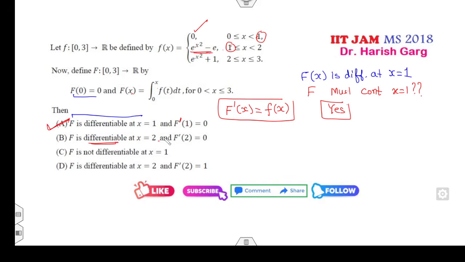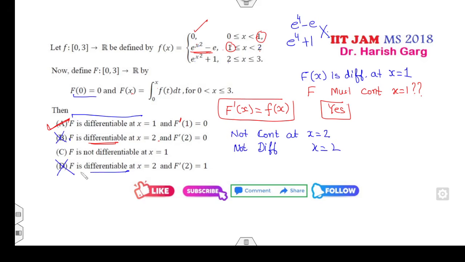Is f differentiable at 2? So you can see at the point 2, it is e raised to power 4 minus e, and from the lower limit, e raised to power 4 plus 1. Both are not same. That means the function is not continuous at x is equal to 2. That means the function is not differentiable at x is equal to 2. The function is not continuous there, but the function is continuous at 1. So A is the right answer of the problem.